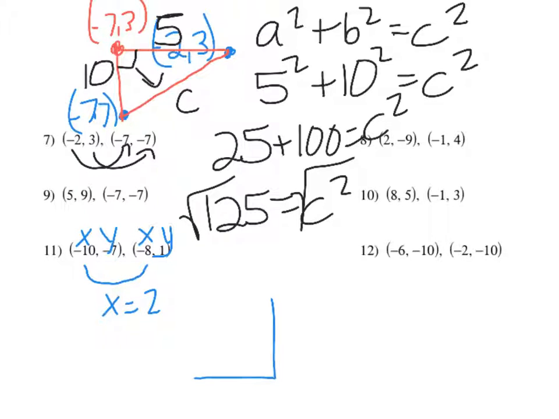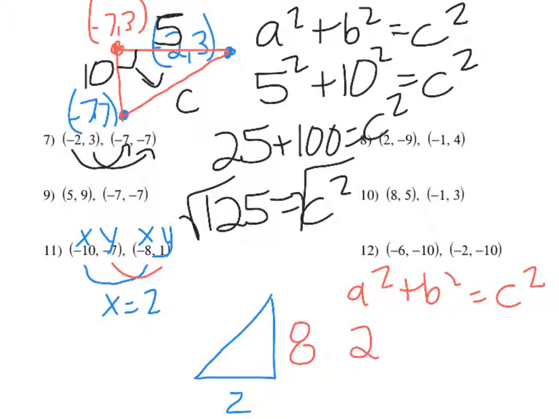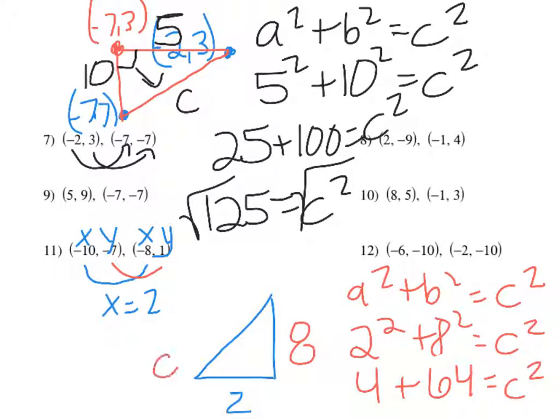So if I draw my triangle, and we act like it's on a graph, the horizontal one is always my x, so I'm going to put a 2 there. And then I know from -7 to +1 is going to be 8. So I'm going to label that with an 8. And again, I just continue my a squared plus b squared equals c squared. So 2 squared plus 8 squared equals c squared. So 4 plus 64 equals c squared. So c squared equals 68. Take the square root of both sides, and c is going to equal 8.2.